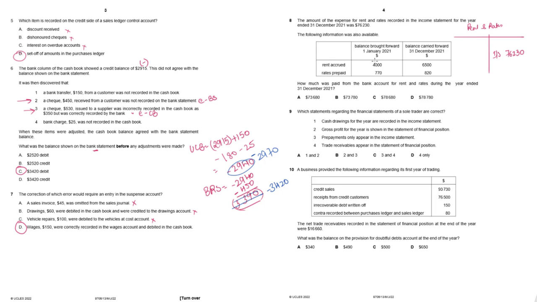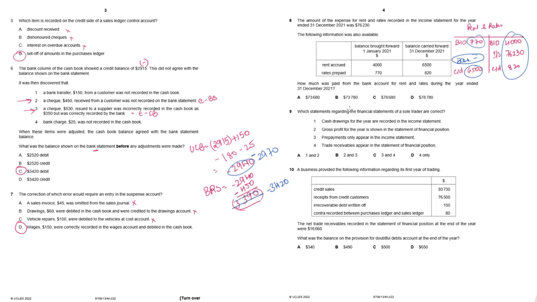Rent accrued at the opening 4,000. So accruals at the opening is a liability, brought down 4,000, and at the end 6,500, so carried down 6,500. Rates prepaid at the opening, so brought down 770 and carried down 820. So now you can simply add up the credit side, subtract the amounts on the debit side, and you will get the bank figure, and then you can choose the correct option.